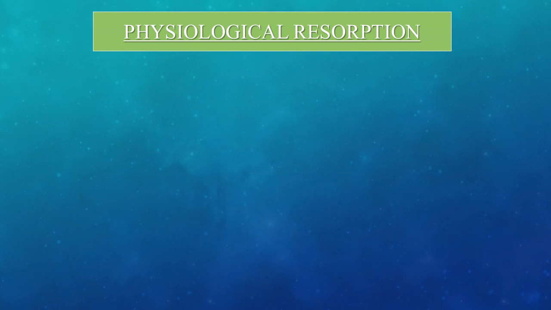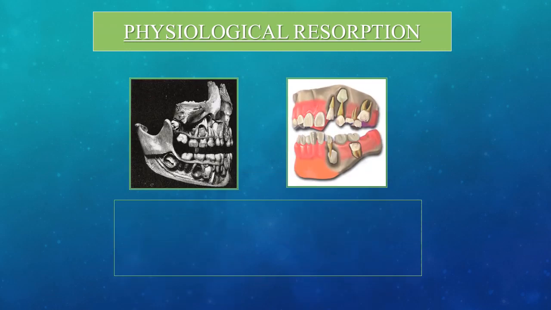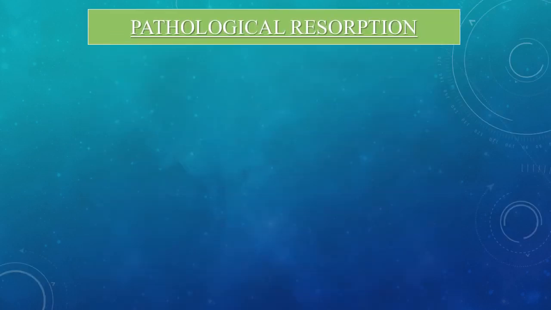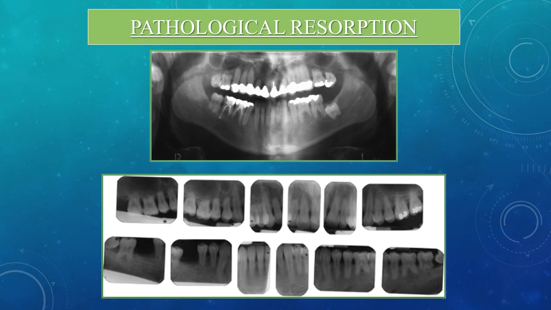Resorption is mainly caused due to two main factors, physiologic resorption or pathological resorption. Physiological resorption is caused mainly due to the pressure exerted by permanent successor teeth or reduced enamel epithelial cells or inherent developmental process. Pathologic resorption, on the other hand, can be due to multiple factors. It can be due to mechanical or chemical injury to the protective tissues or by stimulation by infection or pressure.